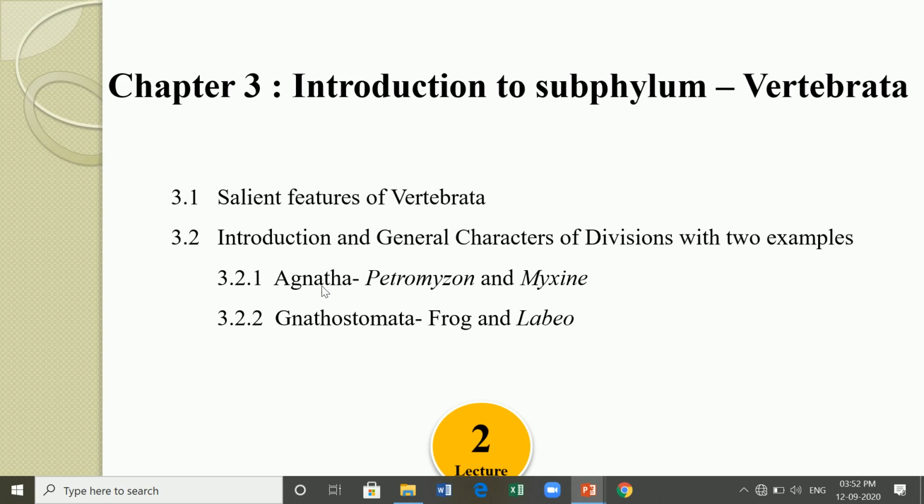Belongs to the Agnatha. We are going to learn the example and the characteristics of the Agnatha with two examples, that is Petromyzon and Myxine. And the next one is Gnathostomata. The example is frog and Labeo. There are only two lectures allotted to this chapter because this is the smallest chapter.